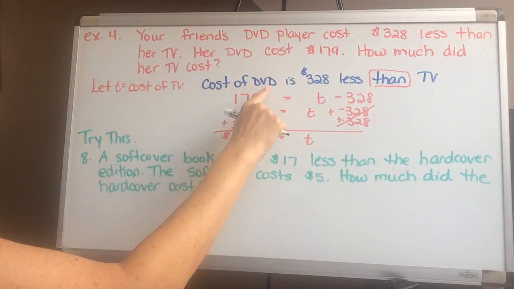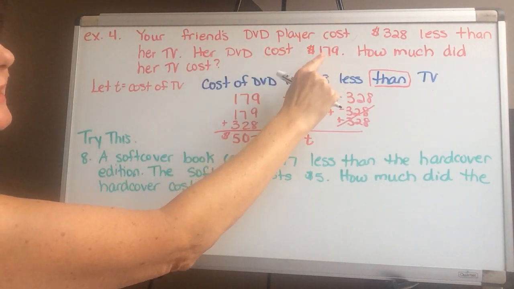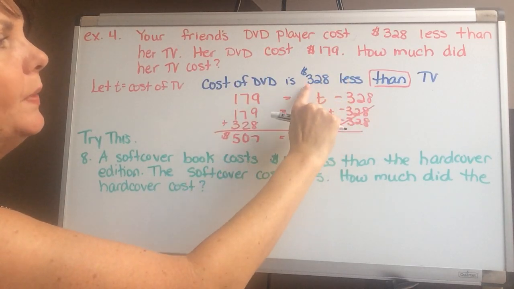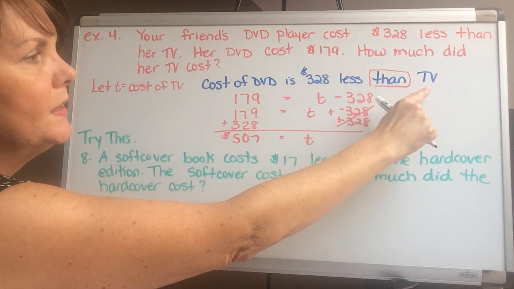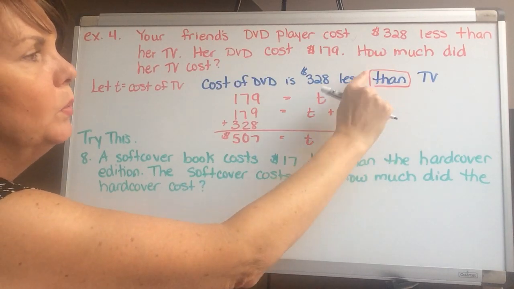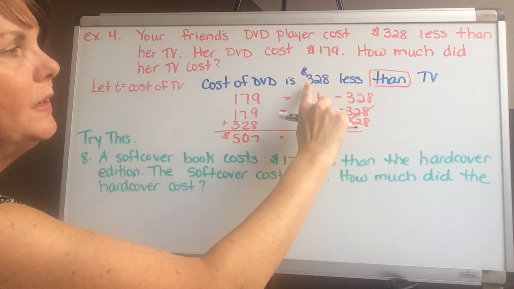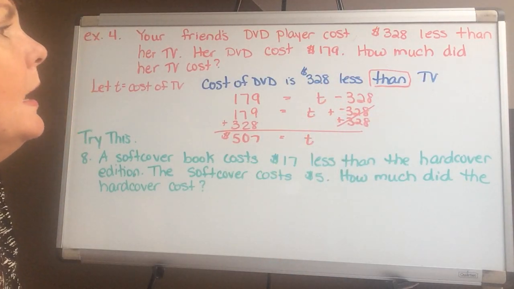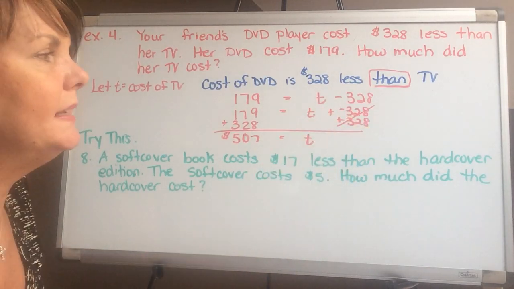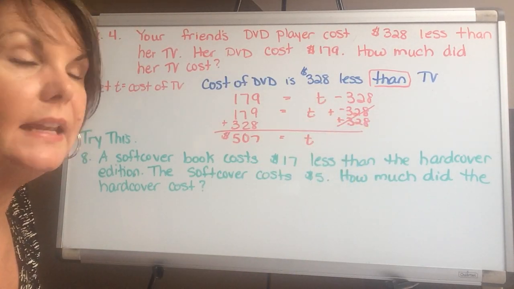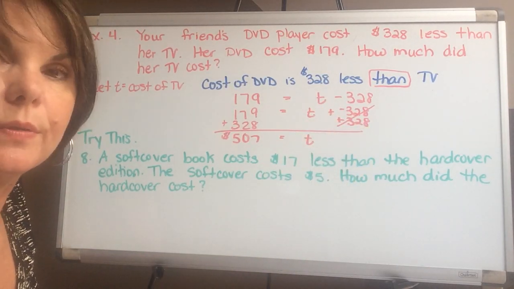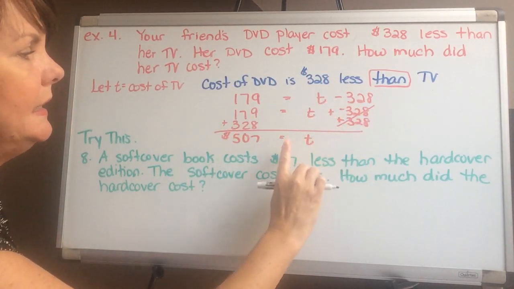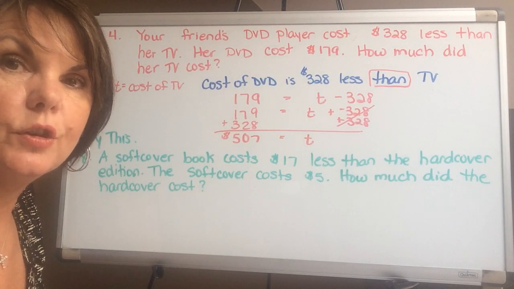The cost of the DVD player, we know her DVD costs $179, so we put that in here, is 328 minus the cost of the TV, which is T, but the word then tells us flip it, so it's not 328 minus T, it's T minus 328. We write that as adding the opposite, adding a negative 328, and then you add a positive 328 to both sides, cancel, and the TV is $507.